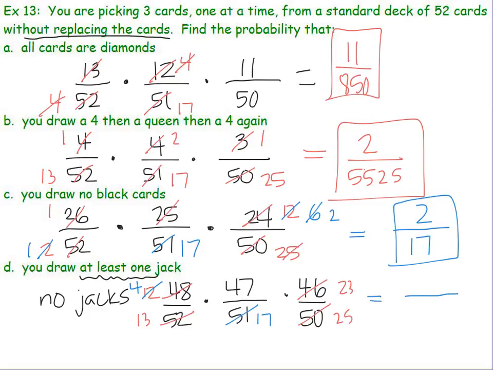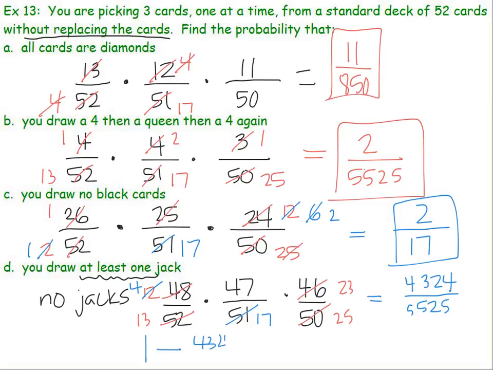So we got some multiplying to do. We need to take 4 times 47 times 23, and we end up with 4,324. And 13 times 17 times 25 leaves us with 5,525. Now, here's the thing. This was not the question we were asked to do. We were asked to find the probability that we draw at least one jack. Anytime we use the complement, we always take 1 minus the answer we found.